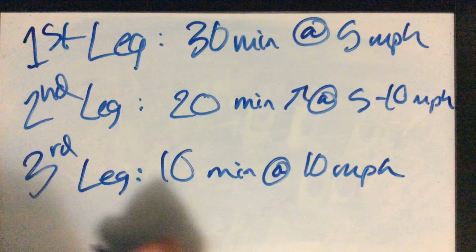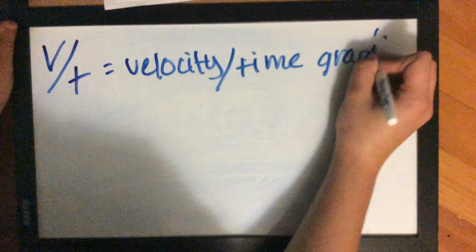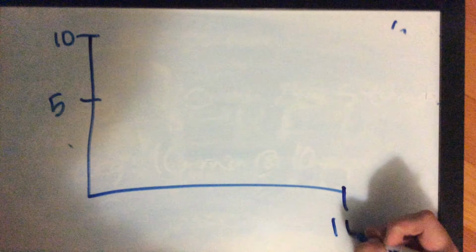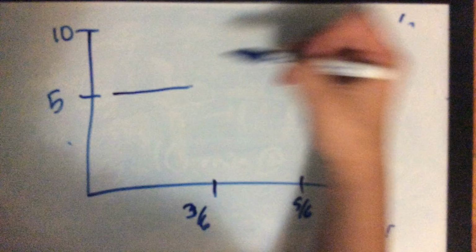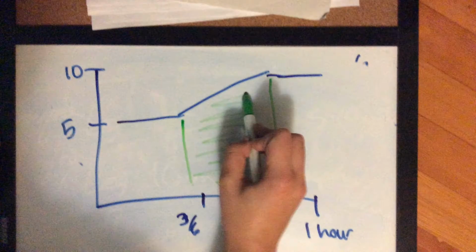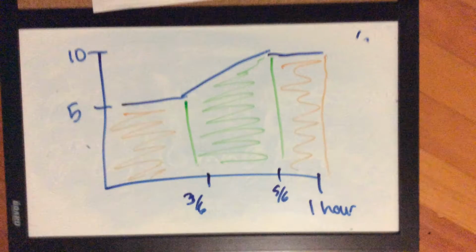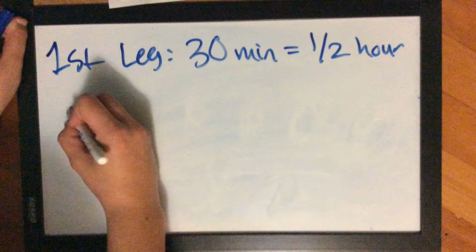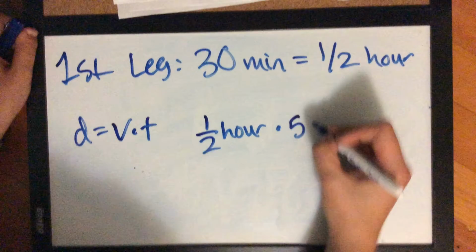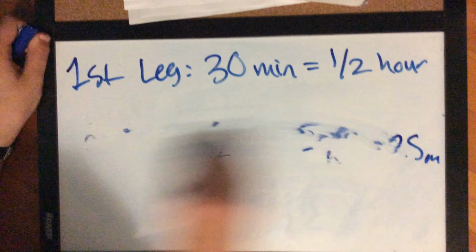For the first 30 minutes, you run at a consistent pace of 5 miles an hour. Then for the next 20 minutes, you steadily increase your pace until it reaches 10 miles an hour. Then for the remaining 10 minutes, you remain at your pace of 10 miles an hour. So how much distance did you cover? We graph this on a velocity time graph because velocity times time is equal to distance.